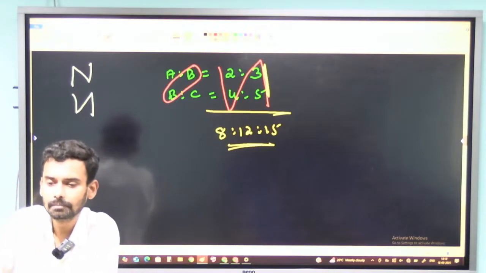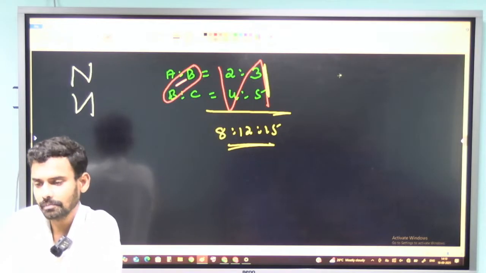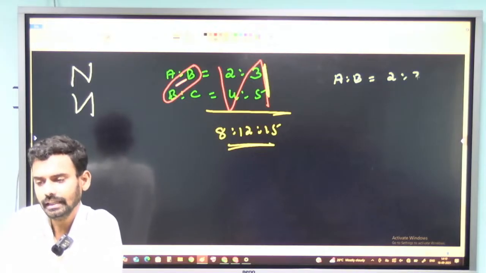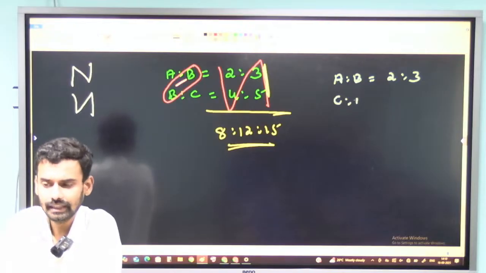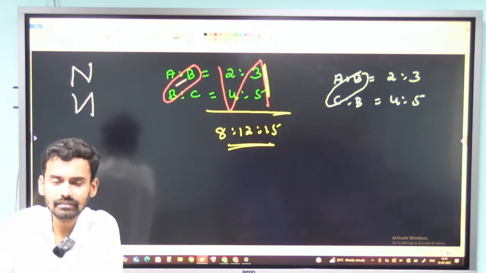But this is possible only when B and B are diagonally opposite. Then only you can apply the inverted n method. Suppose the condition is A is to B is equal to 2 is to 3, then C is to B is equal to 4 is to 5. Now the B is not diagonally present, so I can't apply this inverted n method.